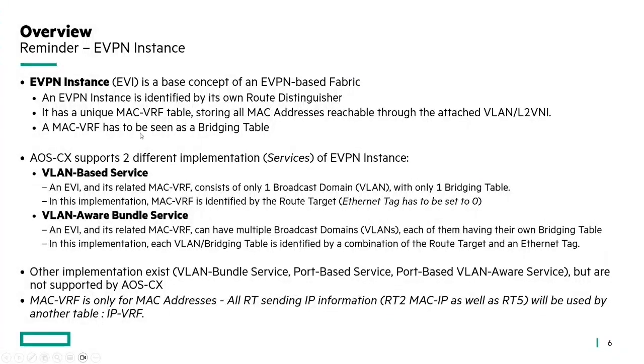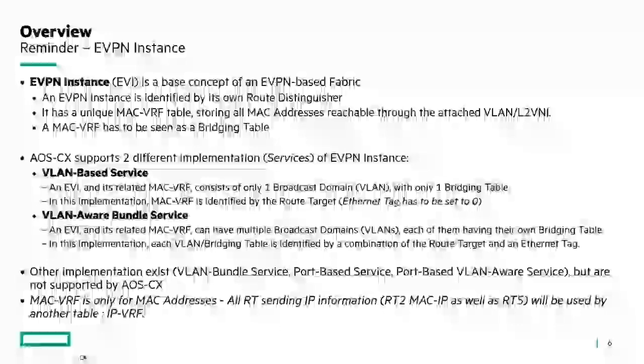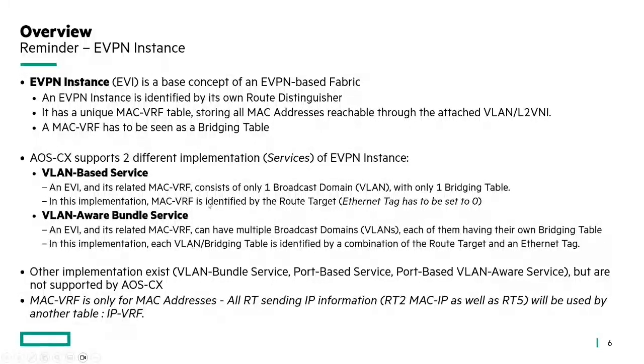And so AOS-CX supports two different implementations of this EVPN instance. So there's the VLAN-based service, an EVI and its related MAC VRF, which consists of only one broadcast domain or VLAN with only one bridging table. In this implementation, the MAC VRF is identified by the route target, and the Ethernet tag has to be set to 0.